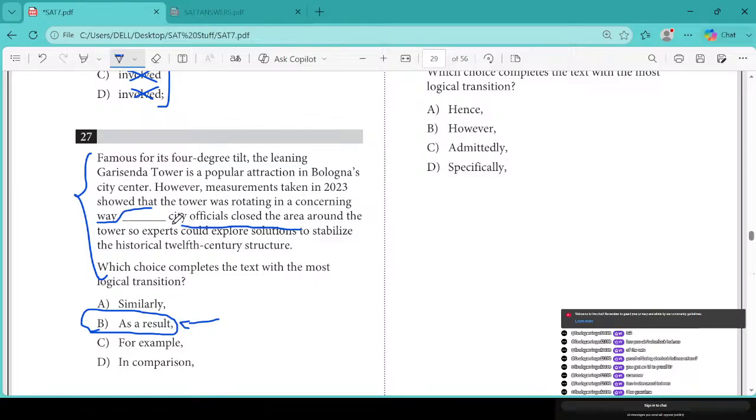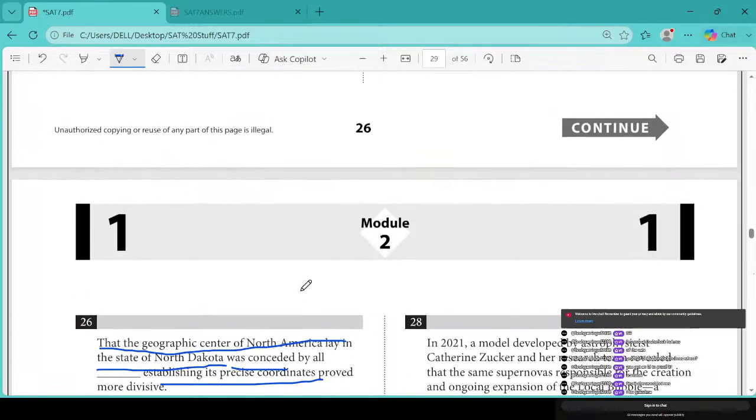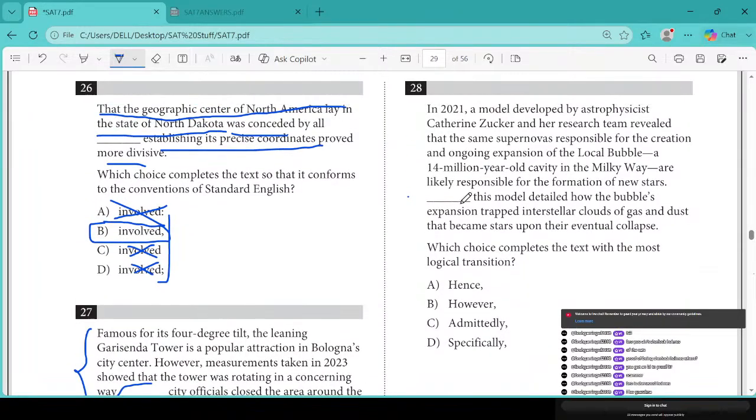Because the tower was rotating, city officials closed the area. Because it's a cause and effect, it would be as a result, which is also cause and effect. It is a good idea to predict without looking at the choices. Just choose a word that you think would fit and see which choice is closest. However, that is a bit risky because you can interpret words in different ways. But it is also a good strategy, and I don't have anything against it.